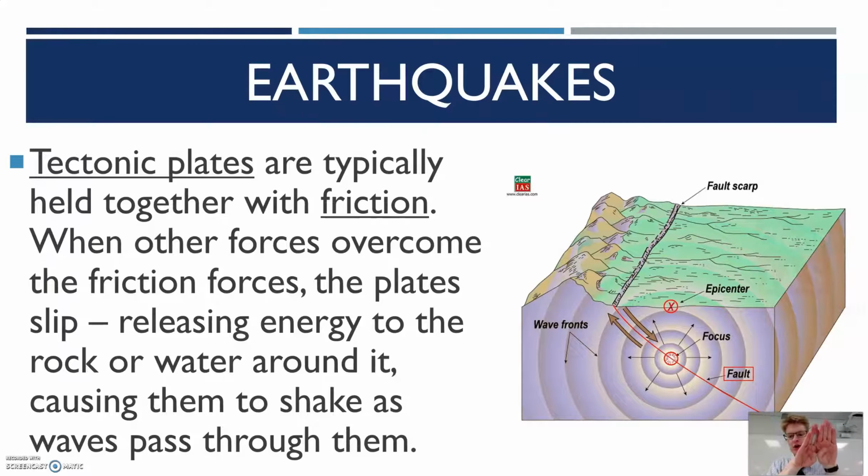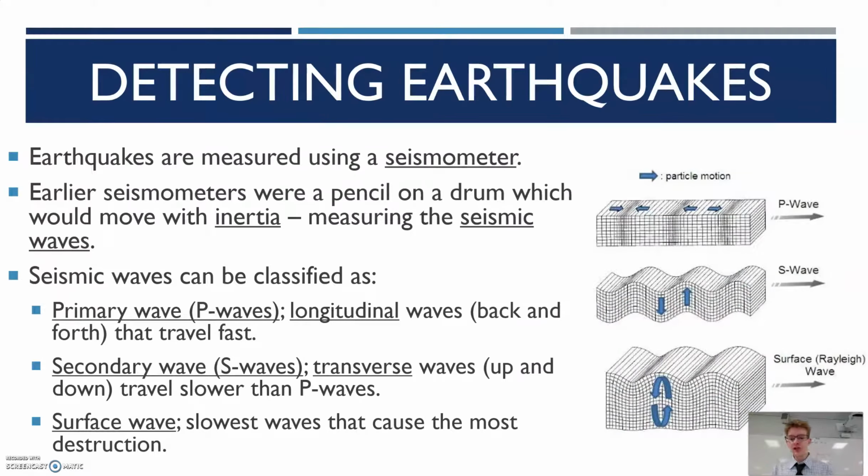And all of a sudden, after a lot of tension is built, that friction just suddenly gets released, and you get what's called a slip. The plates slip, and that sends shock waves throughout the Earth. And those shock waves are known as earthquakes. We can measure these shock waves with what's called a seismometer.